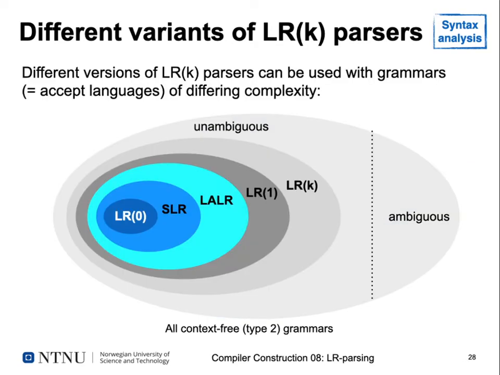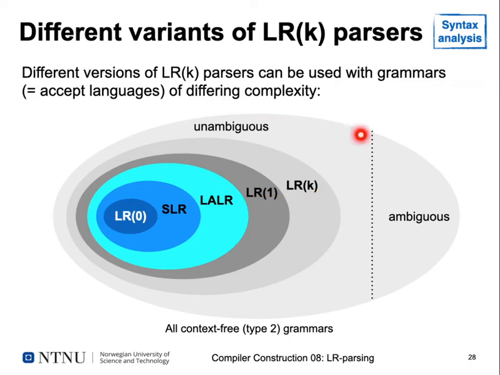So different versions of LRK parsers can be used with grammars of different complexities. So this is essentially just a look at a part of the Chomsky hierarchy we've seen before. So we start with LR0, which has a very small and almost useless set of languages that it can parse. SLR has a bit bigger one. LALR again has a bit bigger one. And then we have the impractical things like LR1 or LRK.